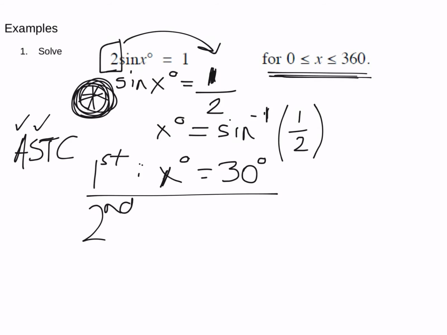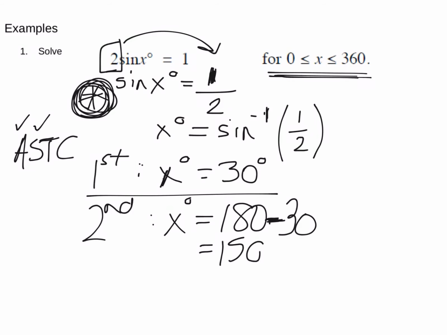How do we get our second quadrant answer again? There was a wee sum we had to do. To get our second quadrant we do 180 minus the calculator answer. What was the calculator answer? 30. So our two solutions are 30 and 150.